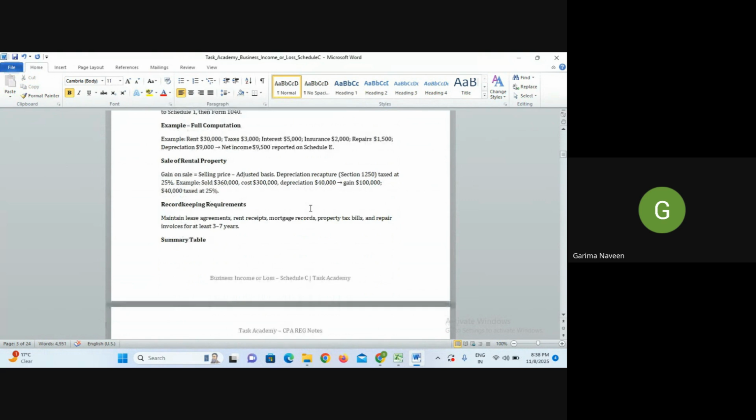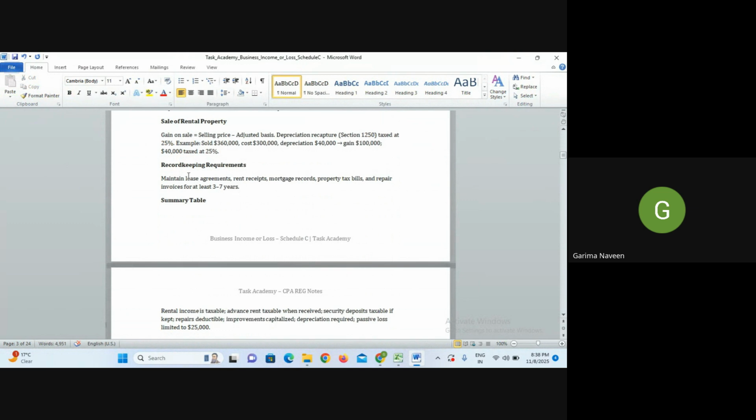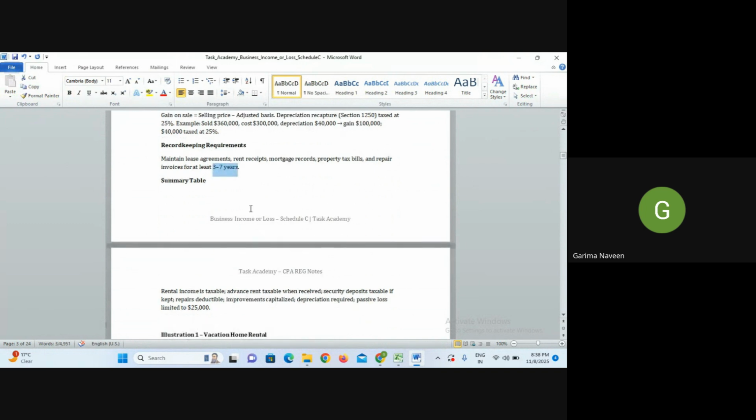Okay. Next, sale of rental property. If you are selling your property, you can calculate your gain by using this formula: selling price minus adjusted basis. Okay. So, record keeping requirements. Maintain lease agreement, rent receipts, mortgage records, property tax bills and invoices for 3 to 7 years.